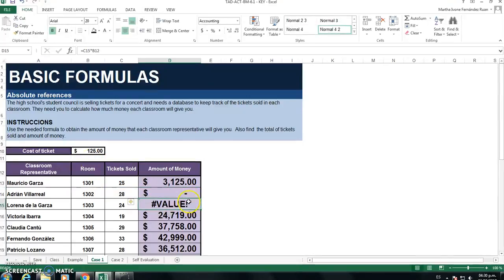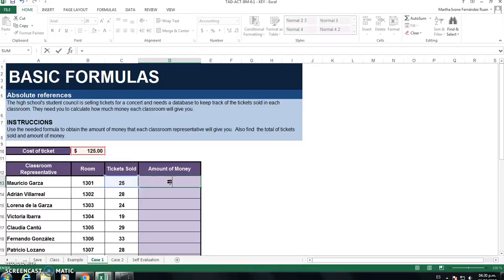And even worse, the next one, because we're multiplying the ticket sold, which is correct, times the following cell, which contains a word, and then the result is an error. So we need to fix this mistake by using absolute reference. Then the way to correct it is just multiplying the ticket sold times the price.